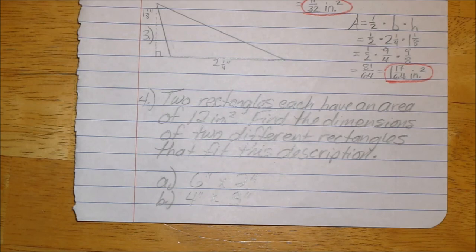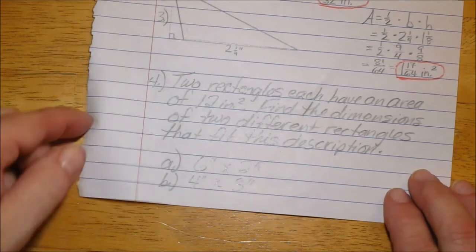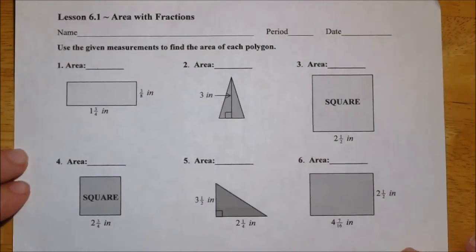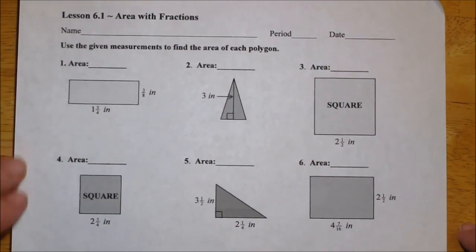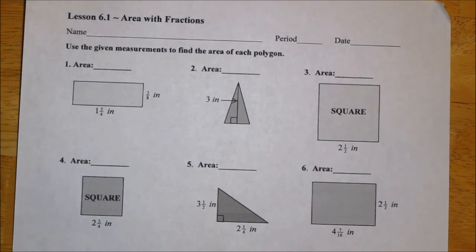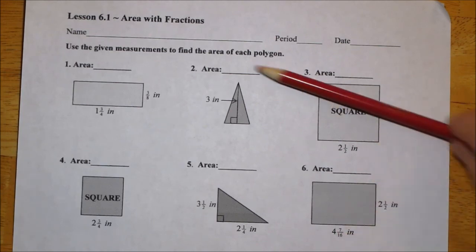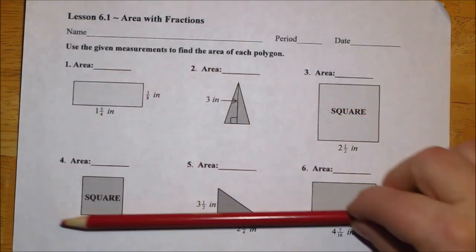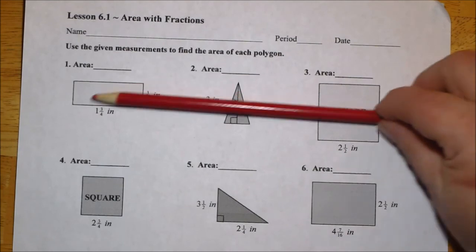Okay, so that's the practice problems for lesson 6.1. Let's have a peek at the 6.1 worksheet. There's nothing really tricky here. That's all the kind of same stuff that we've done in our lesson. I would say pay attention to, well, all of these are talking about, in these shapes here, they're all using the measurement of inches, so that's good.